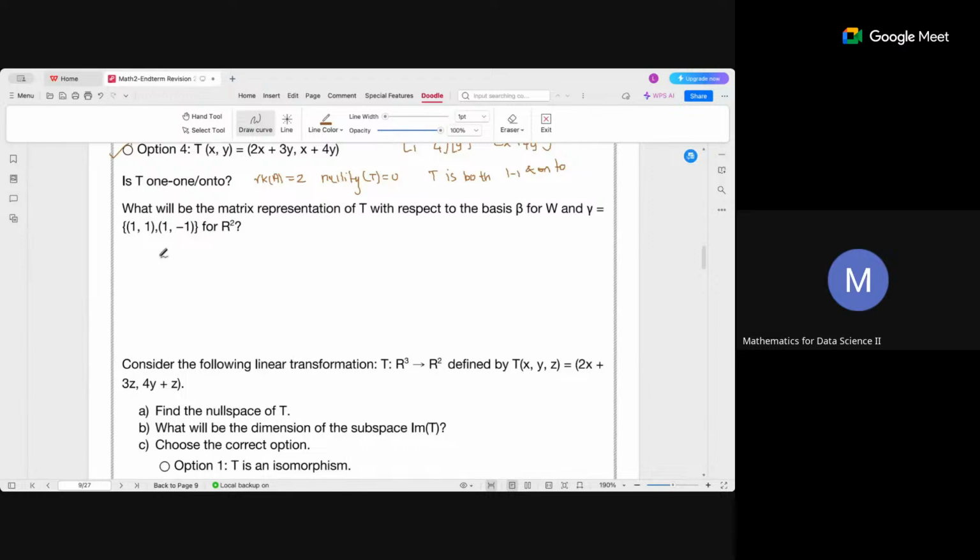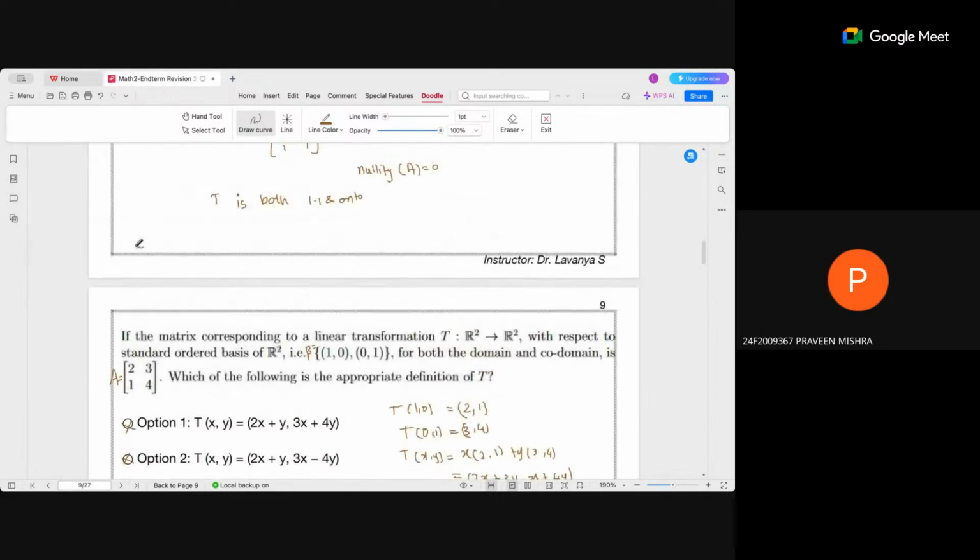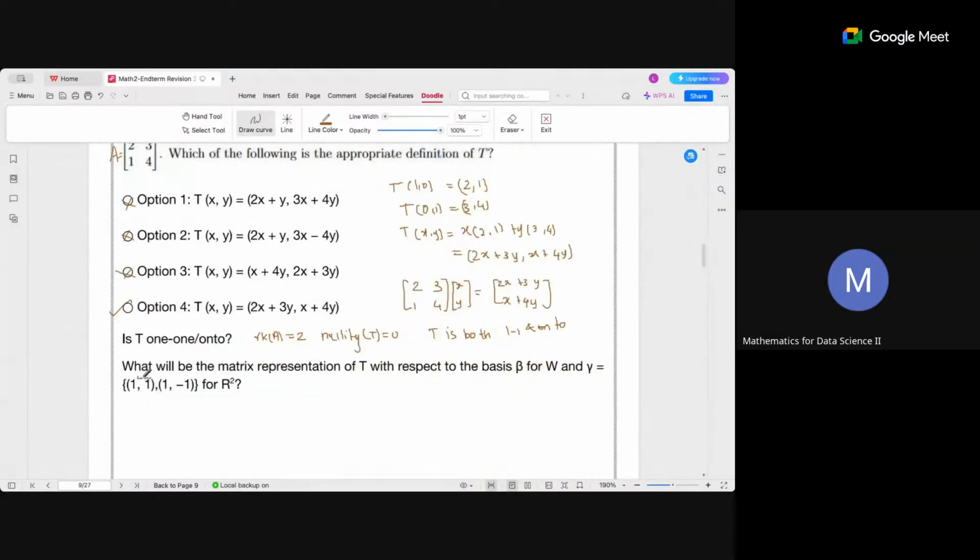Okay, so now what do you need to do? Let's apply the transformation 2x plus 3y comma. You call this V1, V2 and you call this W1, W2. So what is T V1 first of all? We have already found it: 2 comma 1. Now how will you express 2 comma 1 as a linear combination of W1 and W2? Here you need to find alpha 1 times 1 comma 1 plus beta 1 times 1 comma minus 1 comma minus 1.